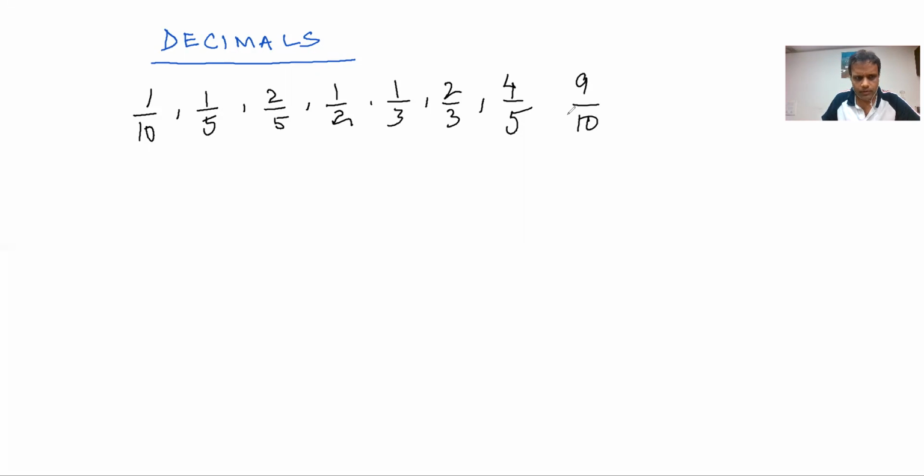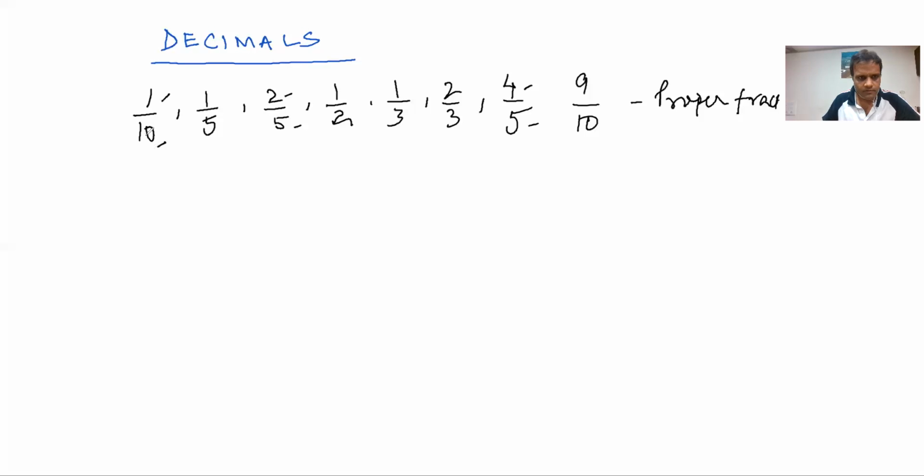What is one thing in common? The one thing which is common here is that the numerator is smaller than the denominator. And when the numerator is smaller than the denominator, it is called a proper fraction. This we all know, right? It is called a proper fraction.